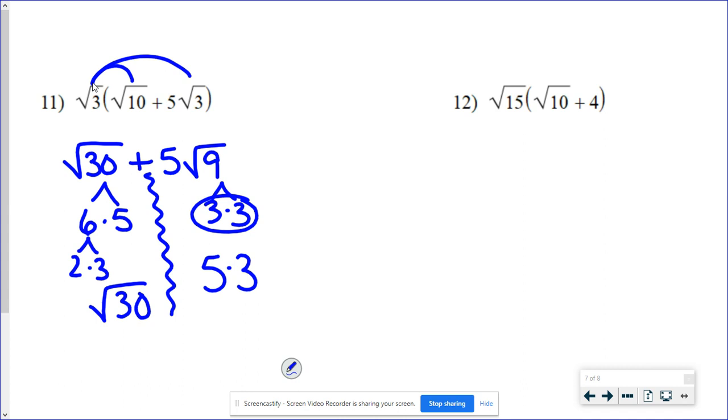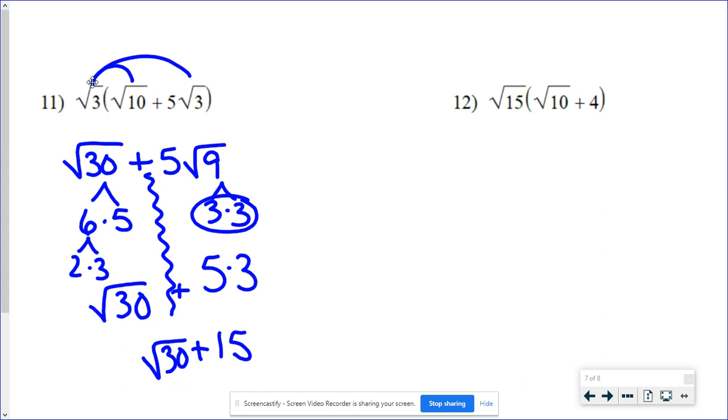Now, to make my answer look a little bit nicer, I'm just going to have the square root of 30 plus 5 times 3 is 15. And again, if 15 is not in a radical, you cannot add those two together and make it a 45 or the square root of 45. That's just your answer right there. That's the best we can do is the square root of 30 plus 15.